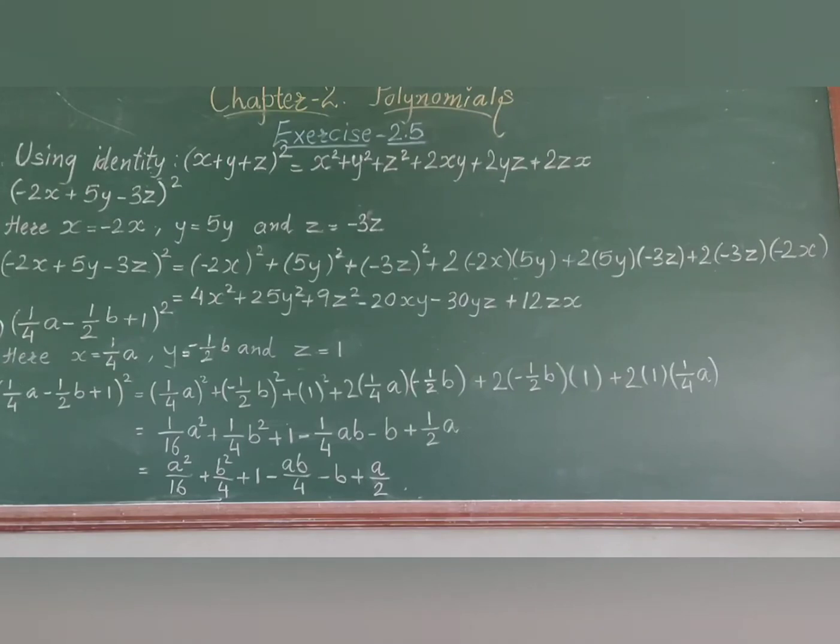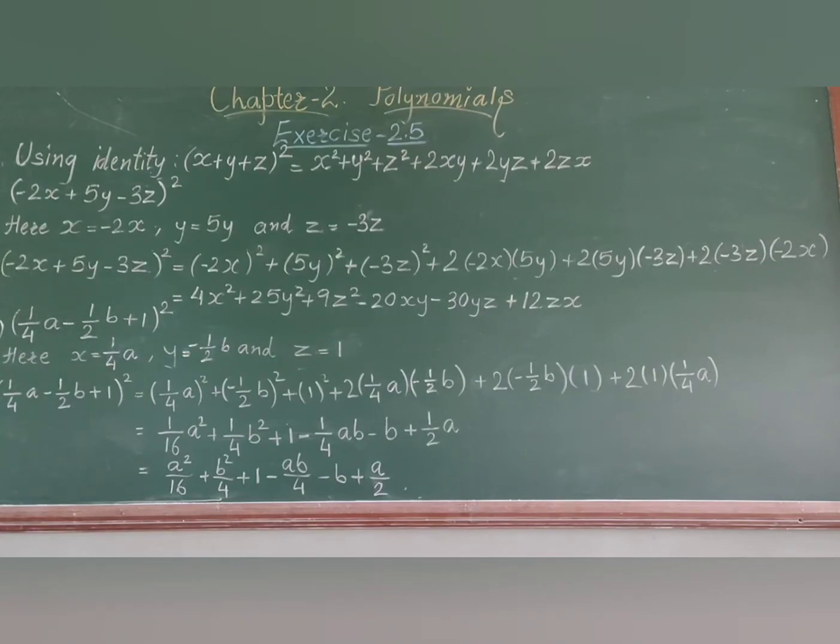Again, one negative and remaining positive, so we will get negative only, that is 2 into 5, that is 10, and 10 into 3, that is 30yz. Now again we have two negatives, so when we multiply two negatives it is positive, so we will get 2 into 3, that is 6, and 6 into 2, that is 12 into zx. So the expanded polynomial of the given question is 4x square plus 25y square plus 9z square minus 20xy minus 30yz plus 12zx.